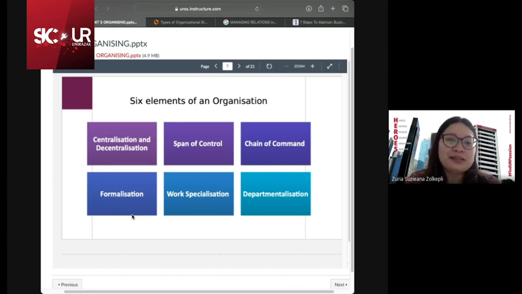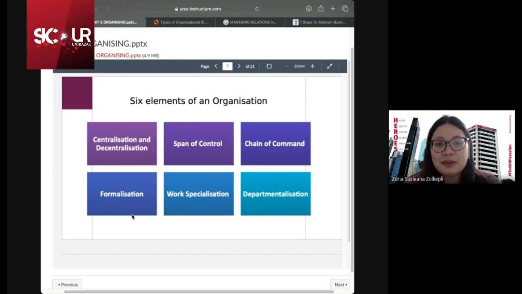Next is work specialization. Work specialization means that when you are employed, you have your own specialization, your skill, from your education background and also your work history. You do have that, and it makes you an expert in whatever you do. So work specialization means that when you are assigned to one job position, that is your work specialization. For example, I'm teaching management subjects, so that is my specialization.